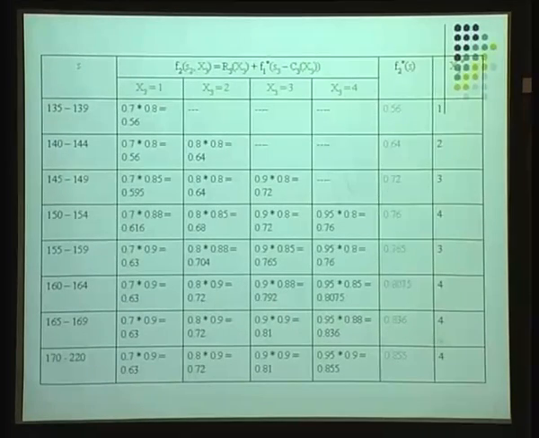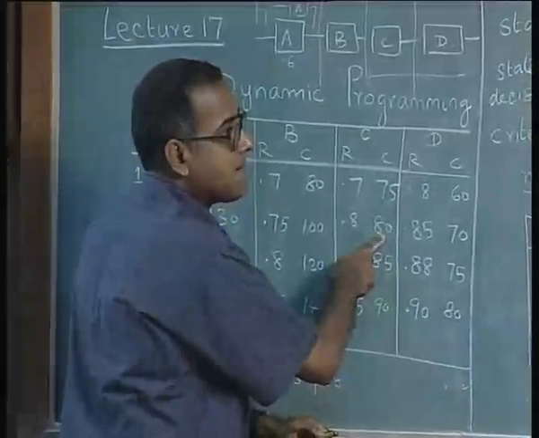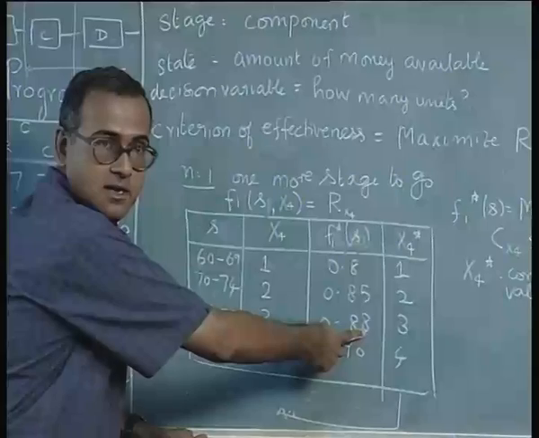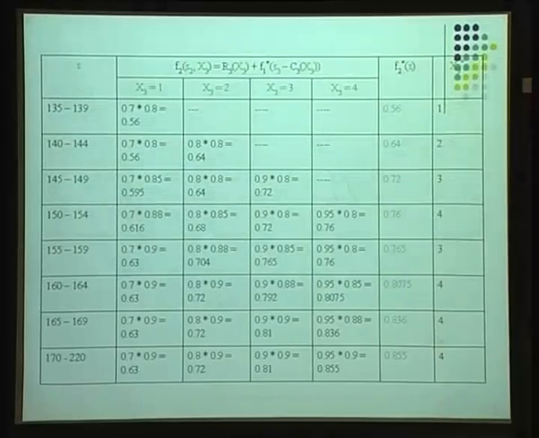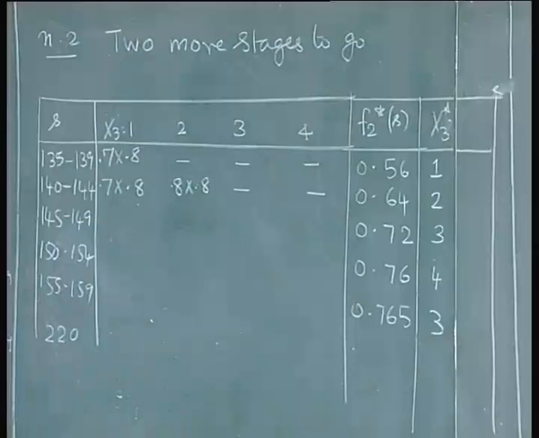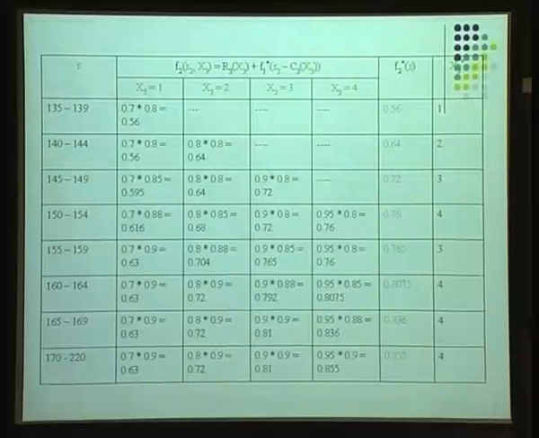If I buy 2 and spend 80, and then I have a 75, so I move into this range, so I get 0.8 into 0.88, which is 0.704. So all the 4 alternatives exist, but they have different reliabilities. So the best value would be 0.765, and this happens when x3 star equal to 3, which is shown here. Now again at 160 to 164 we need to calculate.